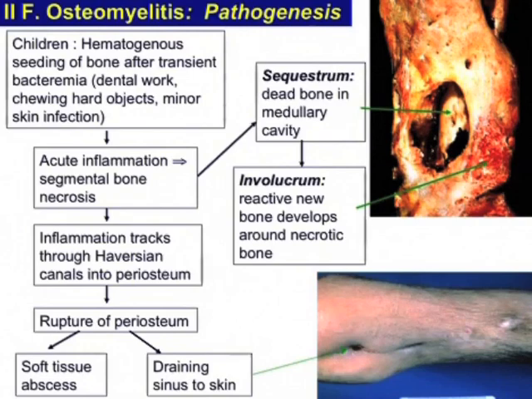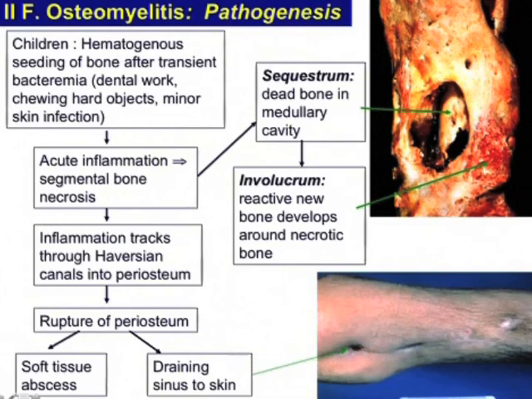You form an abscess. The abscess can then track all the way from the cortex through your Haversian canals, and it can break out through the periosteum. So once the abscess breaks out through the periosteum, it gets into the soft tissue, and you can get a draining sinus. That's what we're seeing here. So all you may see is this hole with pus coming out of it, because all the way down, you've got dead bone that's infected.